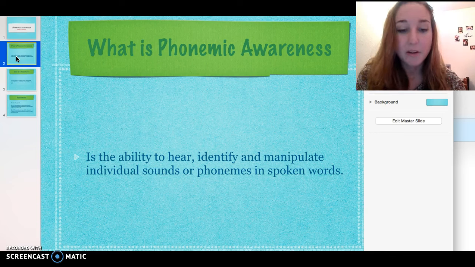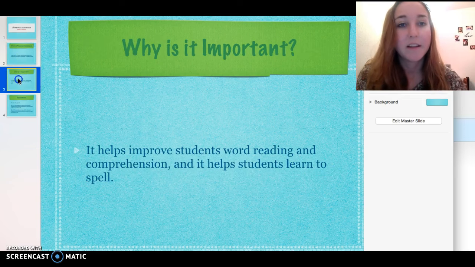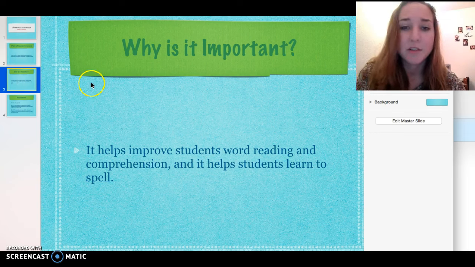And if you don't know what a phoneme is, it's the smallest part of speech in a spoken word that makes a difference in a word's meaning. So they must know that there's a difference between a letter and the sound of that letter. Next I have, why is it important? I put that it helps improve students' word reading and comprehension, and it helps students learn to spell.